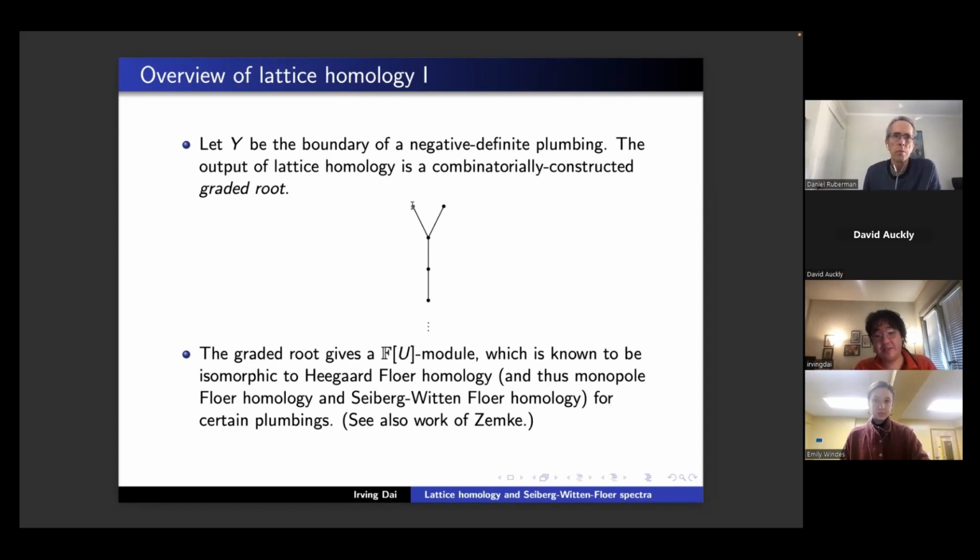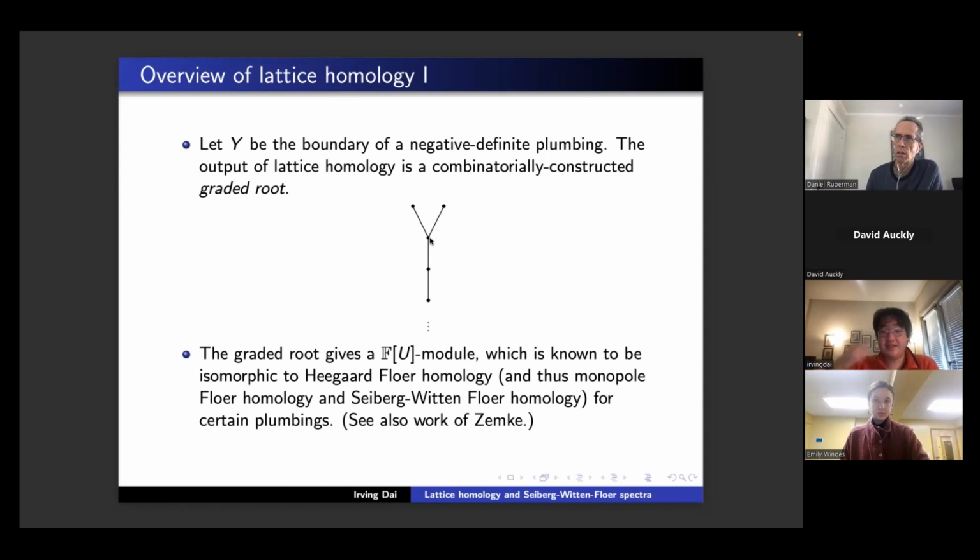In this example, this graded root represents an F-adjoint U module which has 2 generators in the uppermost grading. The gradings of the generators correspond to the heights of the vertices in the tree. If I multiply them by U, they become the same generator in grading 2 lower than the highest grading. Then I can continue multiplying by U, and this gives an infinite tail of generators going down to negative infinity.